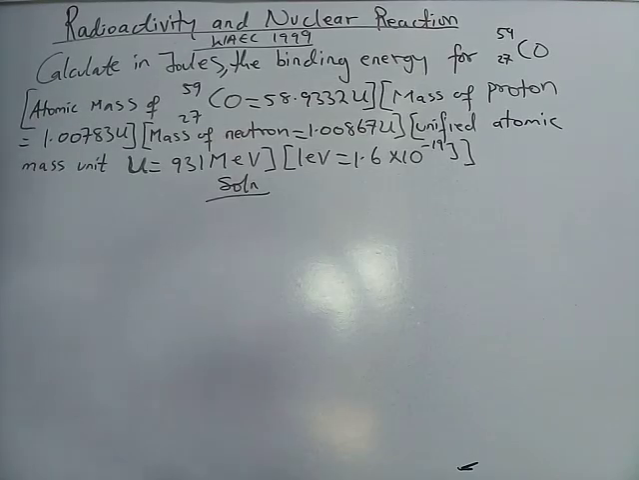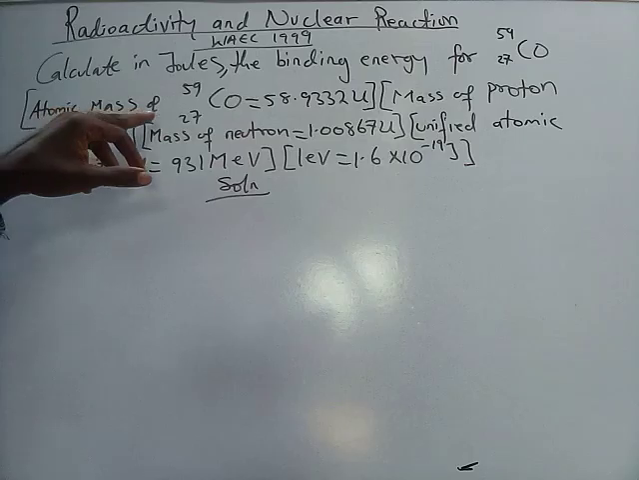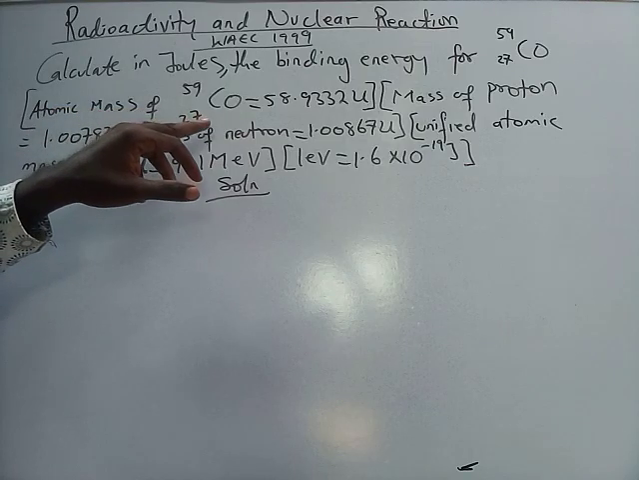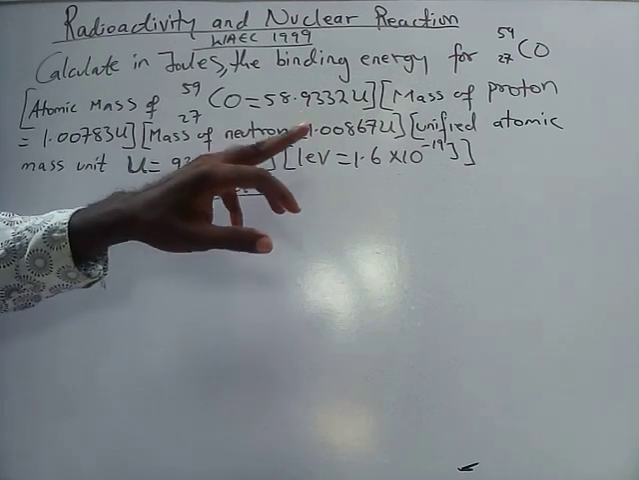Welcome, students. Here we have another question set in the year 1999 by WAEC: calculate, in joules, the binding energy for cobalt. Cobalt has an atomic mass of 59 and an atomic number of 27, and the mass is approximately 58.9332 U.